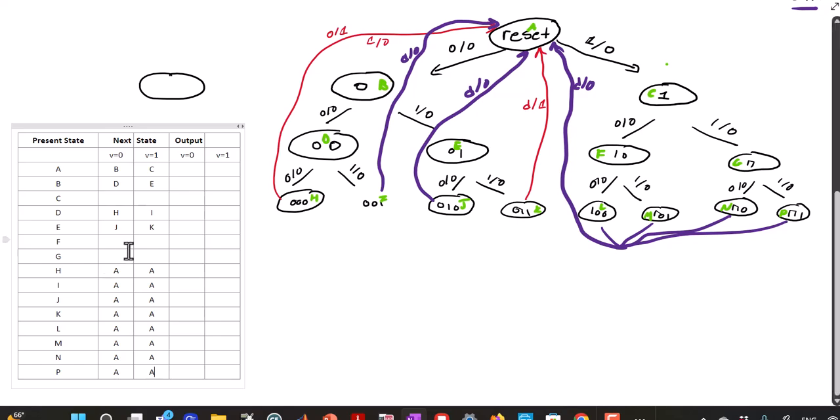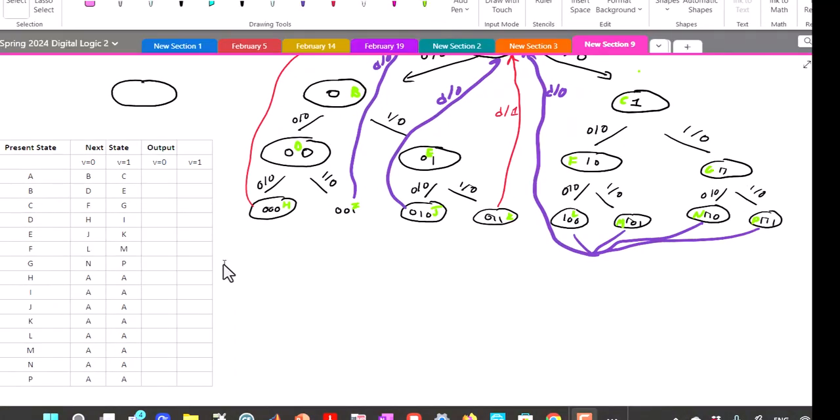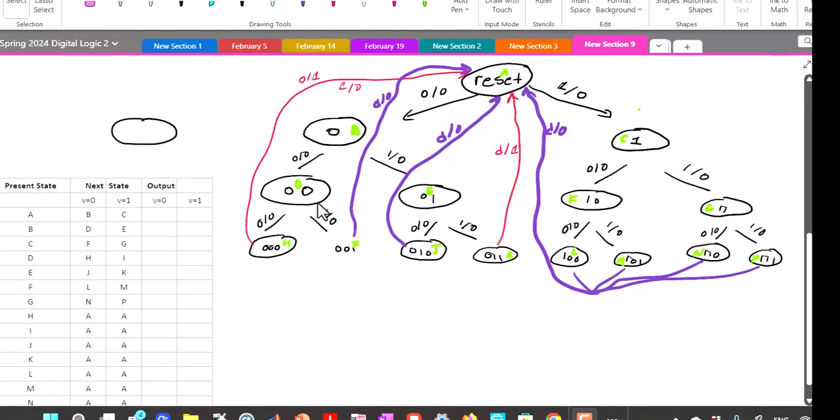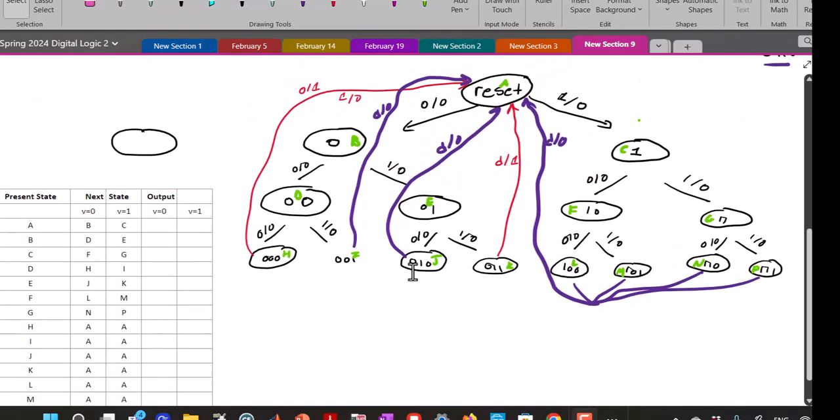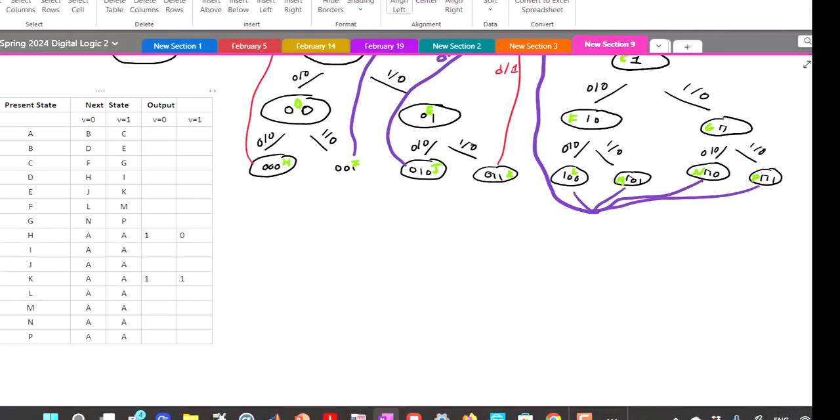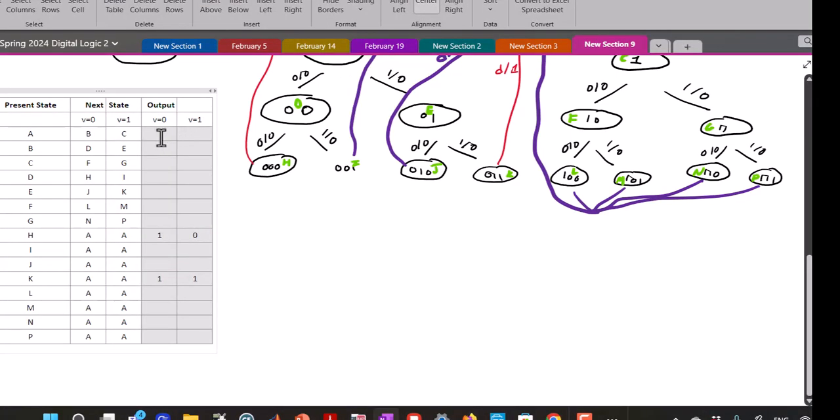And while I'm here, why don't I just put the ones that have an output of 1. Okay, let's look at our output. We see that only H and K have outputs of 1. H has an output of 1 when the input is 0, and an output of 0 when the input is 1, and K has an output of 1 regardless of the input. And everything else has an output of 0.